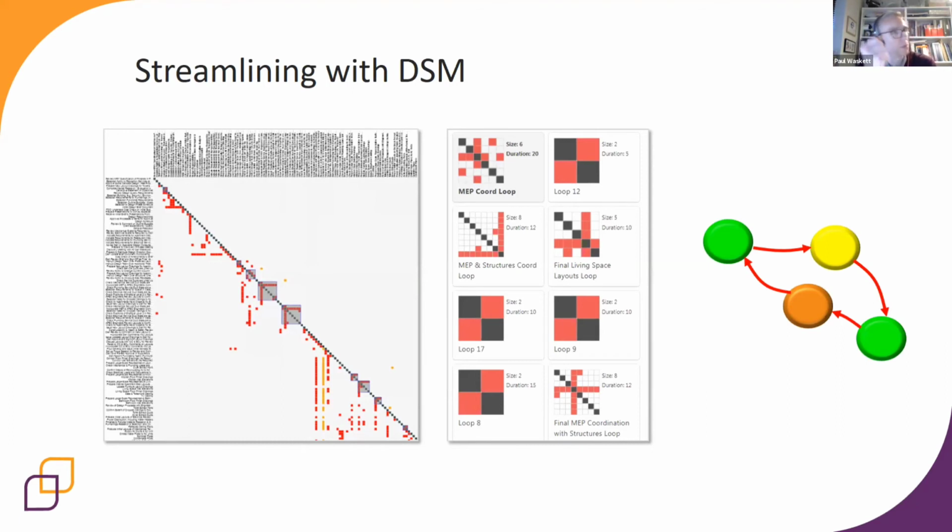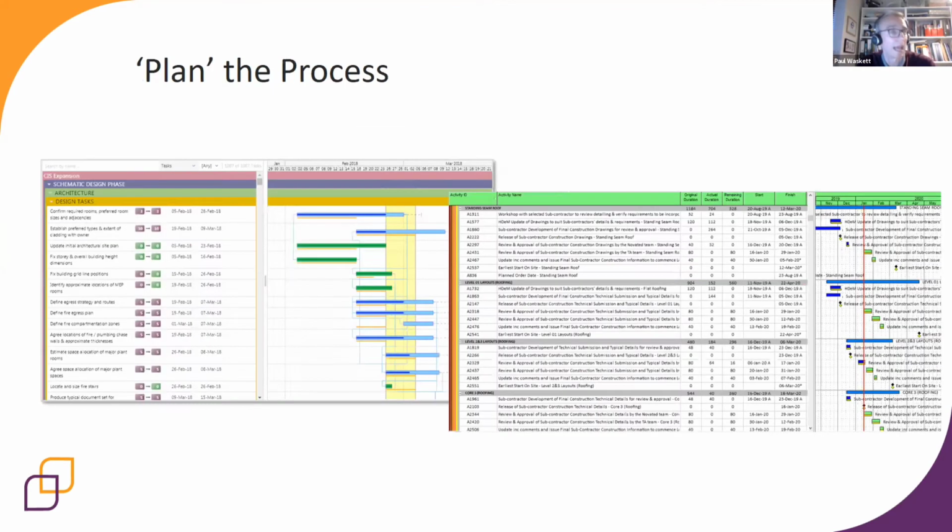So I've talked a little bit about defining process and streamlining process. Then we plan the process. And I've put plan in inverted commas here, because actually it's the DSM that's doing the planning. We generate views of the process like the pictures you've got on screen, either within Flow or we put that out into some third-party application, because that's what people are used to seeing. But it's the DSM that's doing the planning. It's the DSM that's doing the hard work. This is just a picture of the plan.